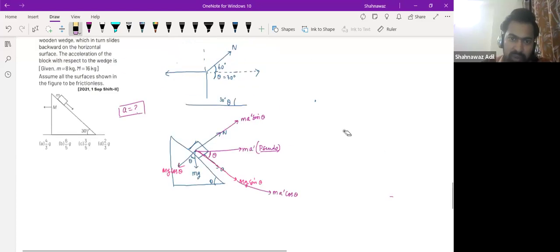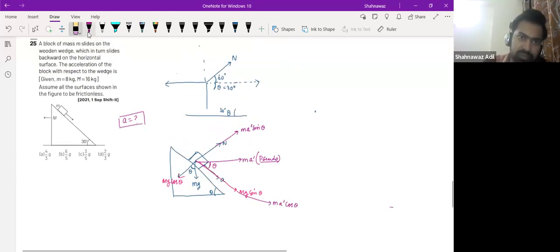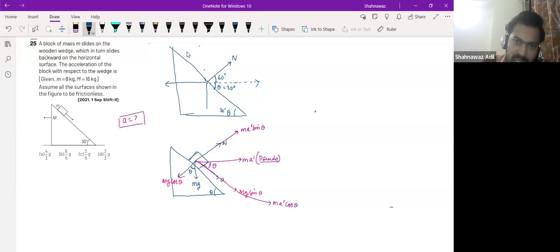Okay, so now let us do this question again. So what was this diagram? I guess this was the diagram. So firstly, this wedge is moving, right? This wedge is moving in this direction. So this was the acceleration.